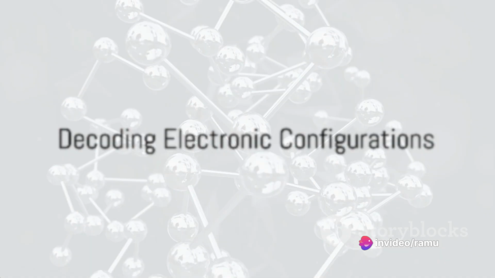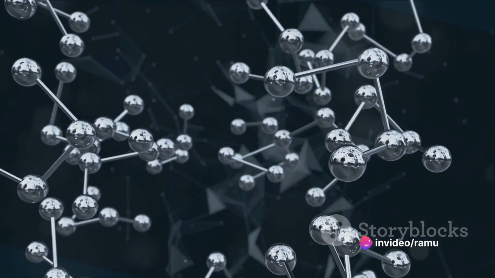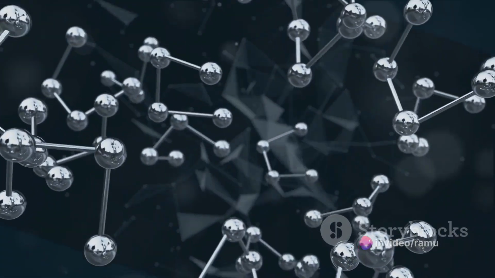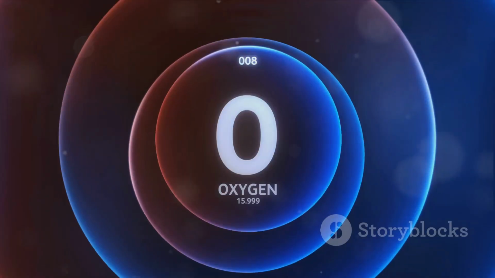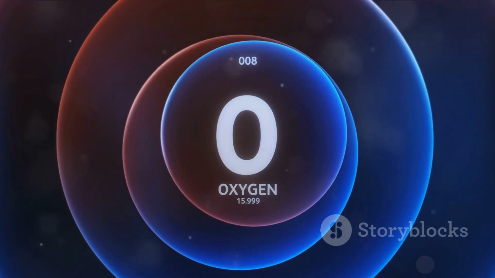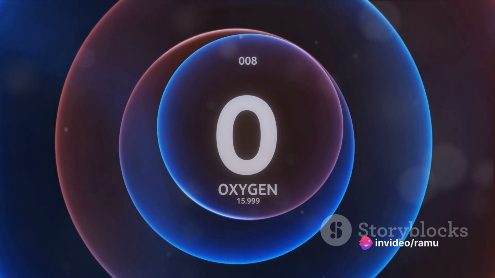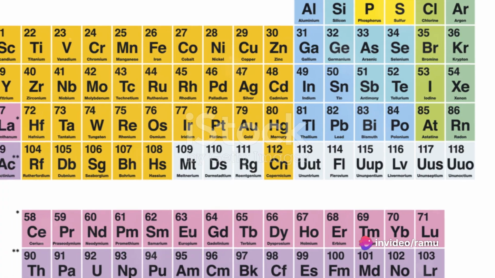We denote electronic configuration using a series of numbers and letters. For instance, oxygen, with an atomic number of 8, has an electronic configuration of 1s² 2s² 2p⁴. This tells us that the 8 electrons of an oxygen atom are distributed among different orbitals.